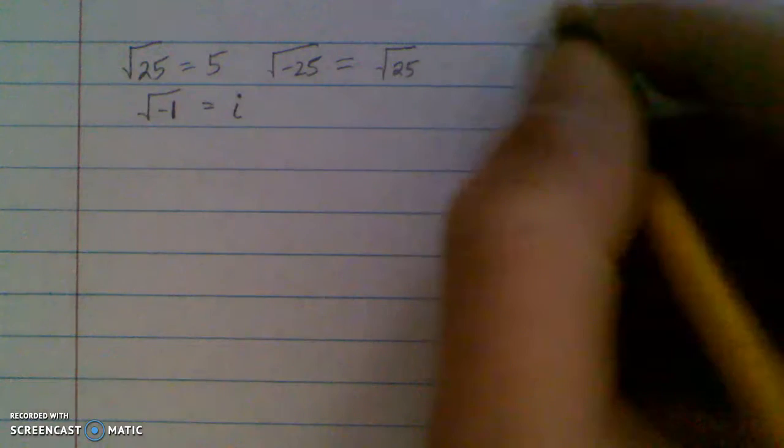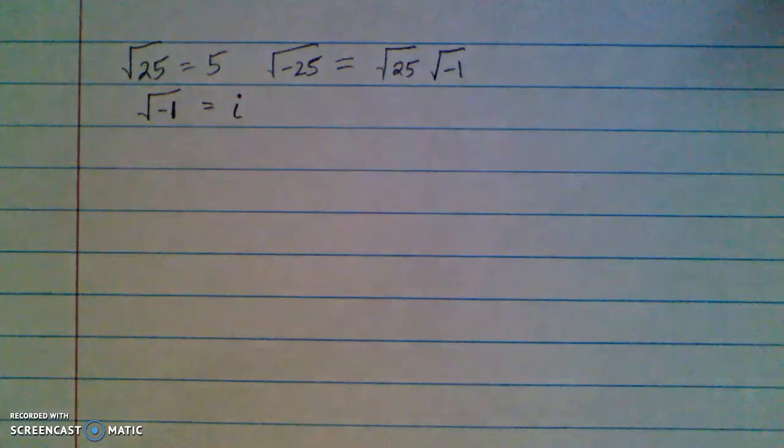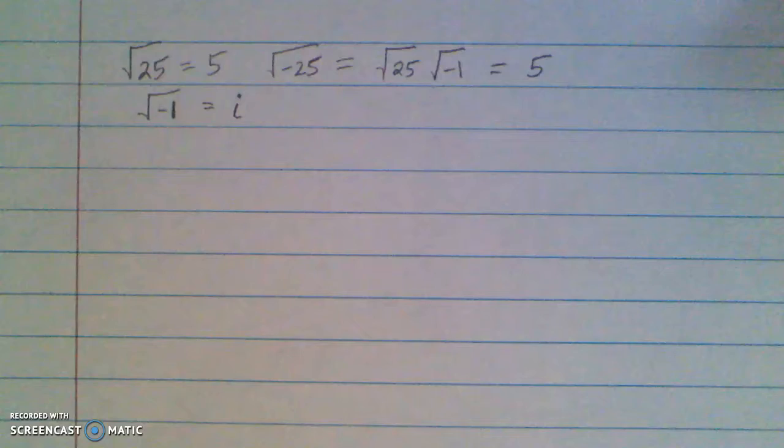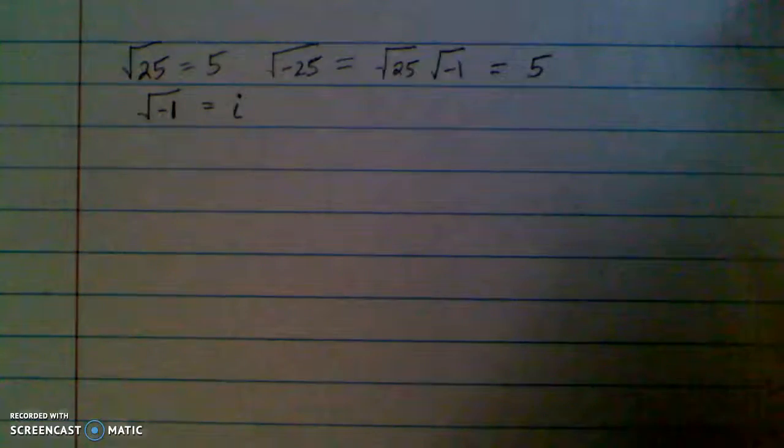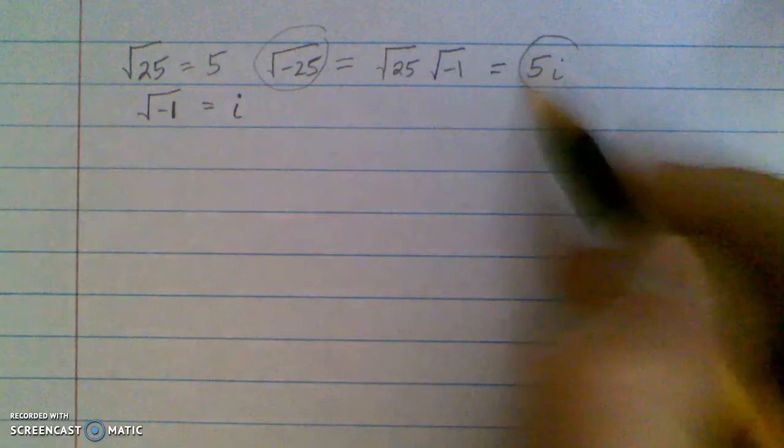So if we go back to the square root of negative 25, then we could say that the square root of 25 times the square root of negative 1 would be equal to the square root of negative 25. Everyone agree with that statement? What do we know that the square root of 25 is? 5. What do we know that the square root of negative 1 is? i. So the square root of negative 25 is 5i.